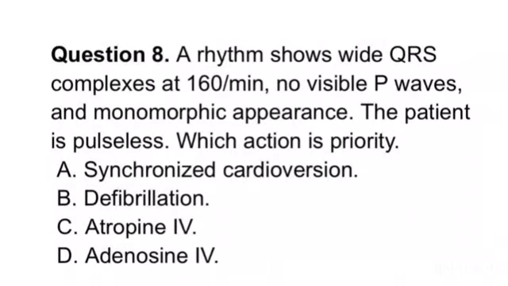Question 8. A rhythm shows wide QRS complexes at 160 per minute, no visible P waves, and monomorphic appearance. The patient is pulseless. Which action is priority? A. Synchronized cardioversion, B. Defibrillation, C. Atropine IV, D. Adenosine IV.